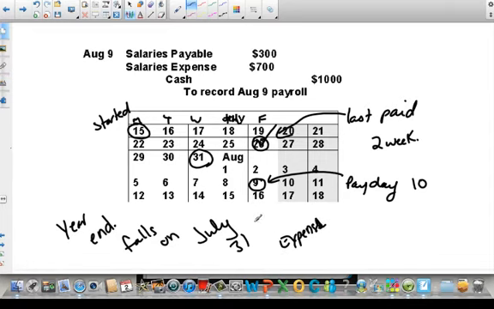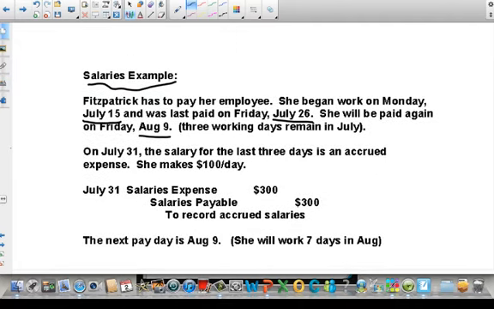So we have a salaries expense. So she was last paid here, so we know it was recorded then. And there's 1, 2, 3 days that we're going to owe this employee for. So we owe 3 days. So if you think about it, 3 days times $100 a day. If you recall, she makes $100 a day. On July 31st, the salaries for the last 3 days is an accrued expense. She makes $100 a day.